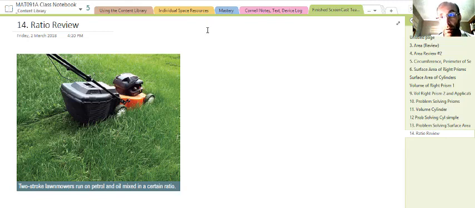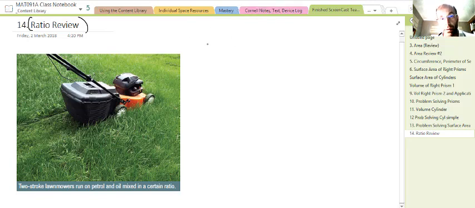In this video we're going to look at what ratios are. You've studied ratios before, so this is more or less just a review of ratio. You can see a picture there of a lawnmower, and you might see down the bottom of the lawnmower it says two-stroke lawnmowers run on petrol and oil mixed in a certain ratio.